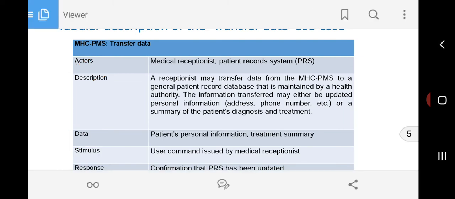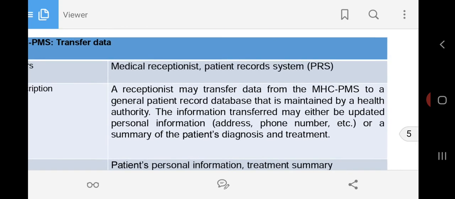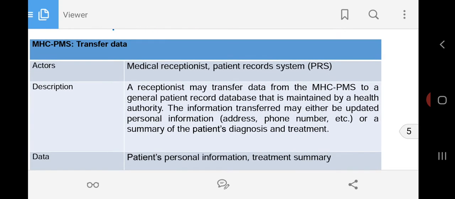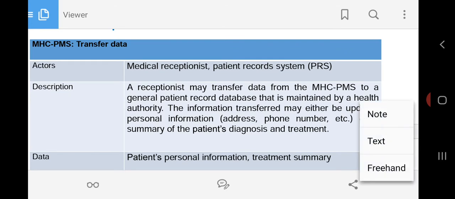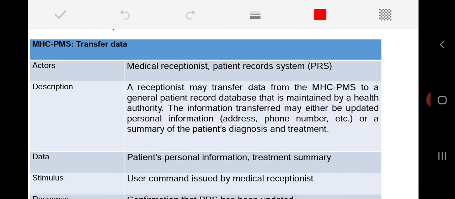For example, we will go through this transfer data interaction. Just have a look at it. I will read out the content here. In this particular transfer data interaction, who are the actors? The actors are the medical receptionist and the patient record system.